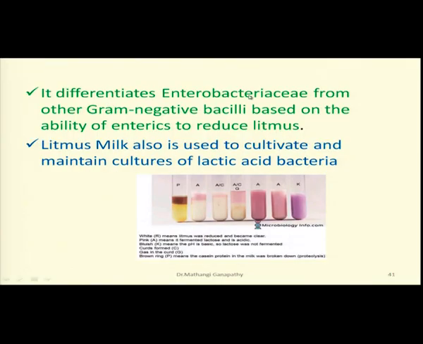This litmus milk test can also differentiate Enterobacteriaceae from the other gram negative bacilli based on the ability of the enterics to reduce litmus. And litmus milk is also used to cultivate and maintain cultures of lactic acid bacteria. So, not only identification of the various species of Clostridium, but the same test can also be utilized to differentiate between gram negative bacilli and Enterobacteriaceae, and also to cultivate and maintain cultures of lactic acid bacteria.